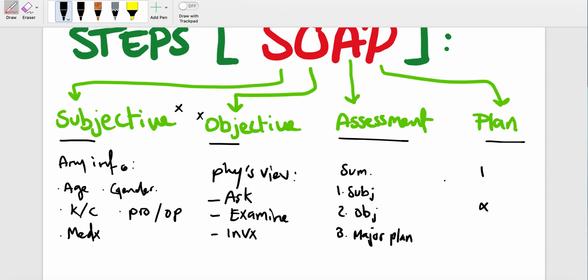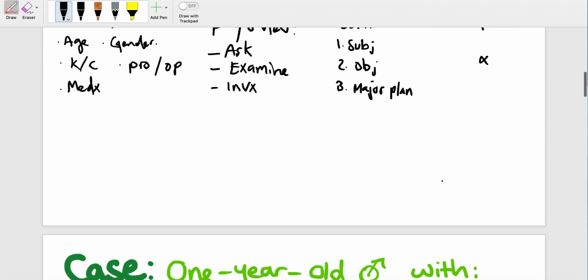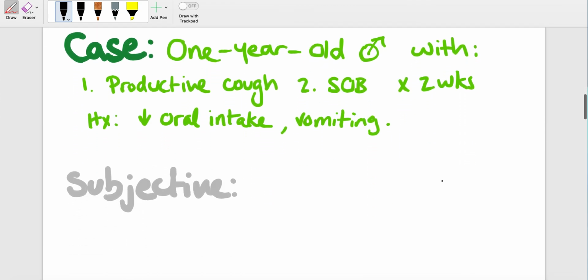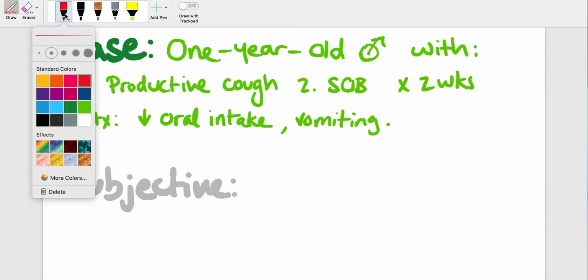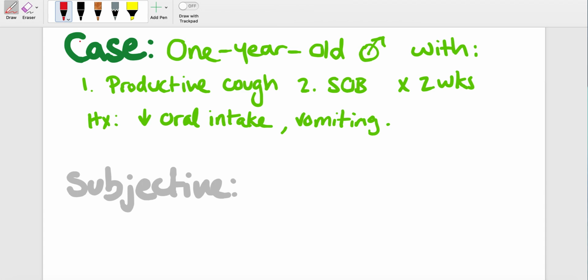Now we can move to the case scenario that we have and practice. So let's say that our baby here is in the ED now, and the ED called the admission team to see the patient. Okay? They told them, we have a 1-year-old baby boy with productive cough and shortness of breath for 2 weeks. Mother mentioned that the baby has decreased oral intake and vomiting since his presentation. Okay? So the admission team came and saw the patient.